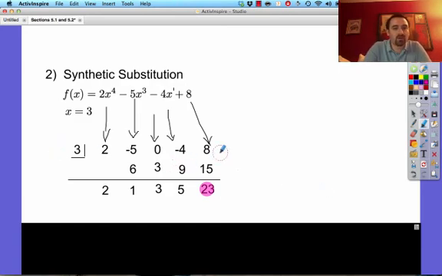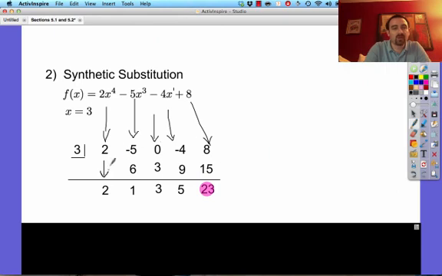So it works this way. We have to line up our numbers correctly up here. Then we drop the first number down. And from there, it's very mechanical. We take 3 times 2 is 6. That goes here. Then we add. Negative 5 plus 6 is 1. Then we go 3 times 1 is 3. Then we add. Multiply. 3 times 3 is 9. Add. 5. 3 times 5 is 15. Add. And once you get to the very end, that's your solution. So f of 3 is 23. Same exact thing as before.